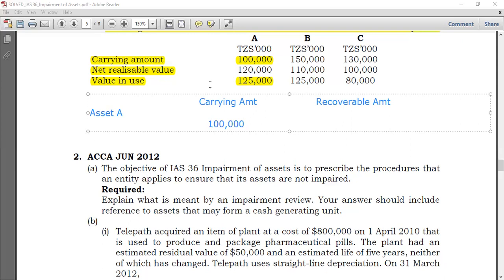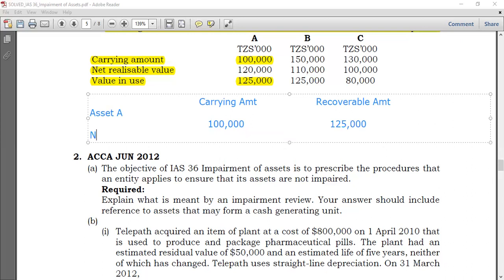The greater between the 125, right? Yes. Now to know whether there is an impairment or not, the amount that you have carried your asset at in the statement of financial position should exceed the recoverable amount. If you cannot recover this carrying amount, that means there is an impairment loss. So will there be impairment loss here or not?